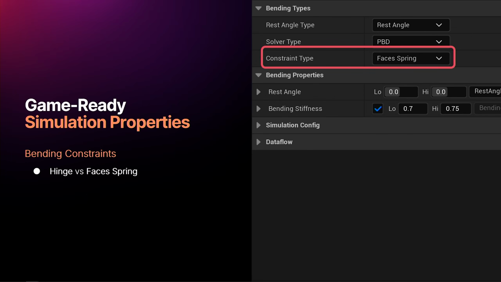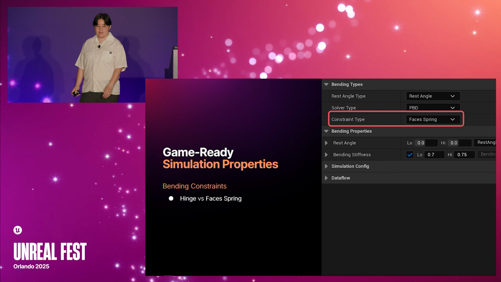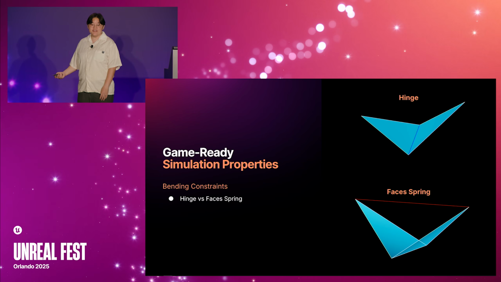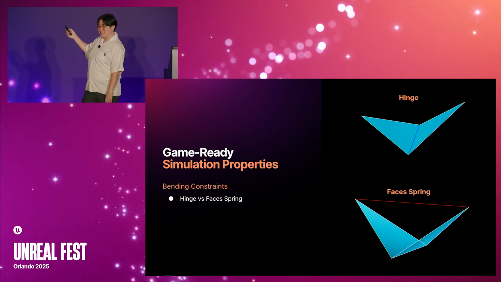So that was stretch constraints. Now let's take a look at bending constraints. The big choice you have is between what we call hinge or faces spring. The hinge constraint is an angle constraint on each edge of the mesh. The faces spring is a spring that connects opposite vertices from an edge. So the hinge is like the constraint on the blue, and the faces spring is the red spring.